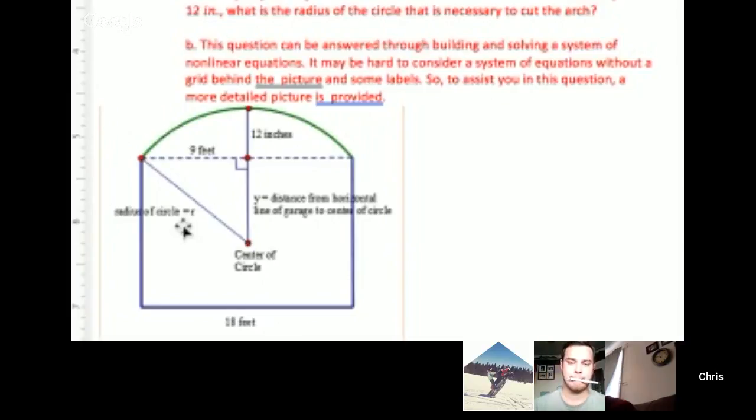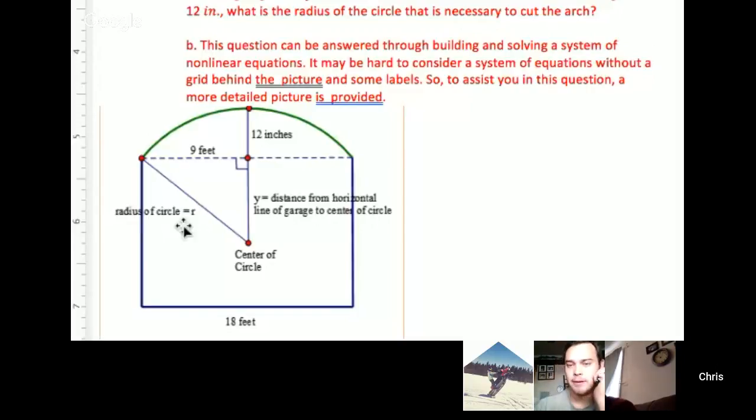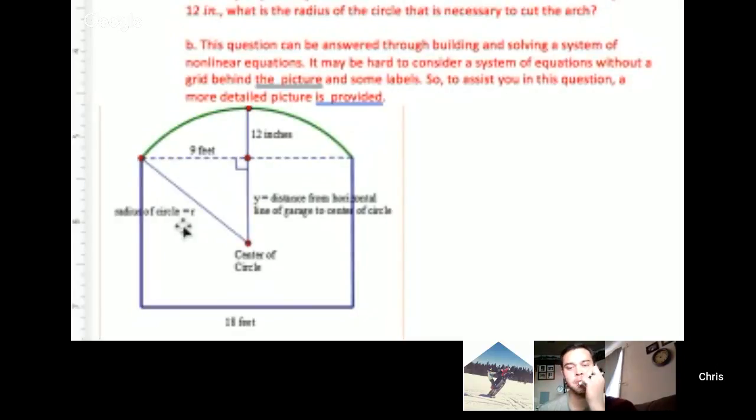Oh, there's a B. There's a part B. Oh, I thought part B was another question. It says, this question can be answered through building and solving a system of nonlinear equations. What? It may be hard to consider a system of equations without a grid behind this picture and some labels. So to assist you, a more detailed picture is provided.